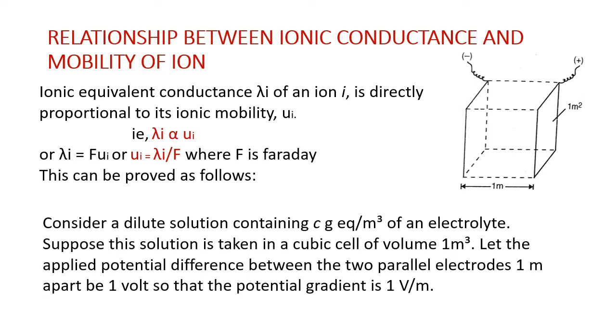Consider a dilute solution of an electrolyte taken in a cubic vessel of 1 meter cube volume, and this solution is in between two electrodes having unit area. Let the applied potential difference between the two electrodes be 1 volt, so that the potential gradient is 1 volt per meter.